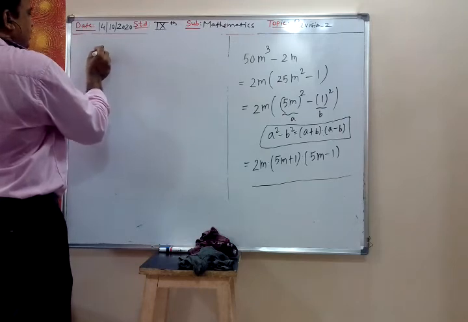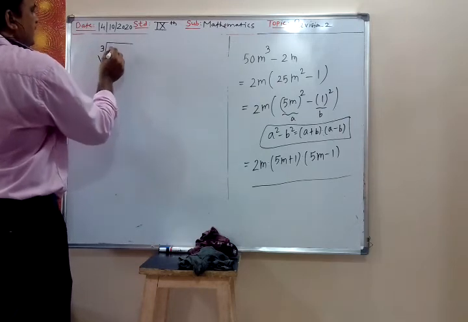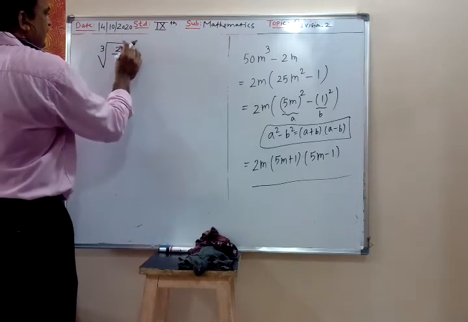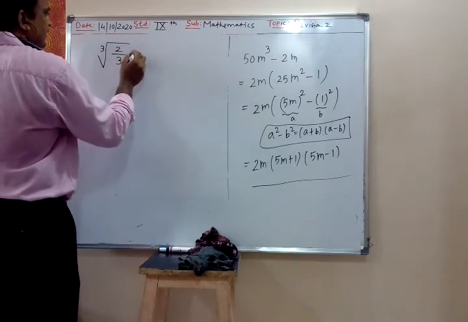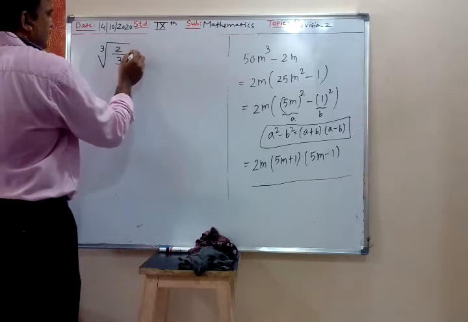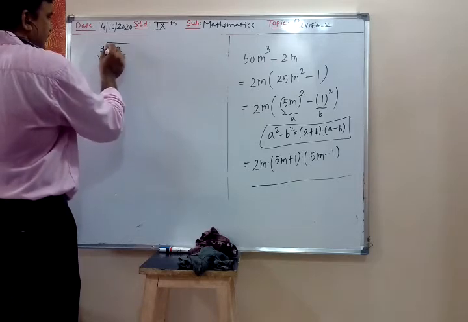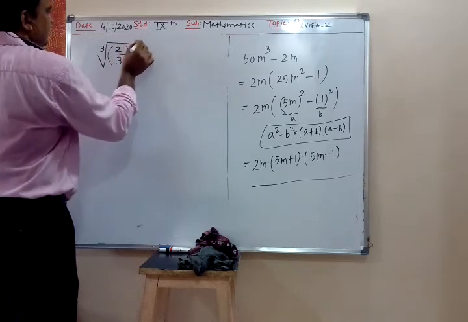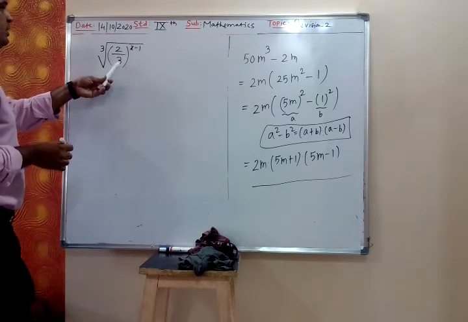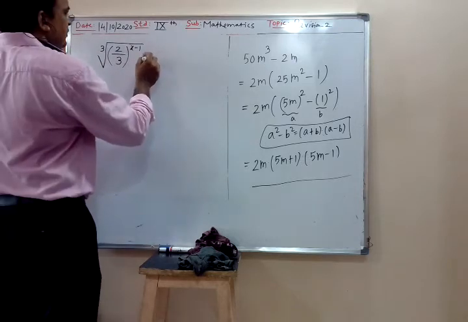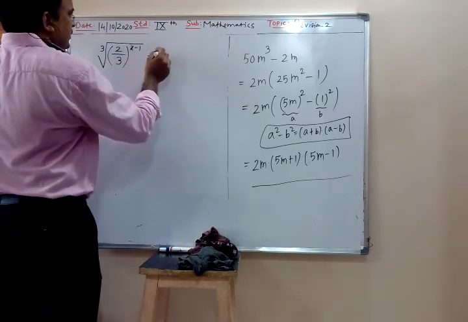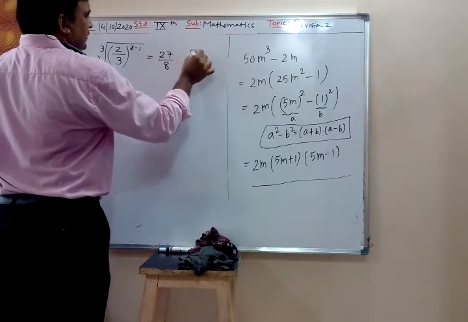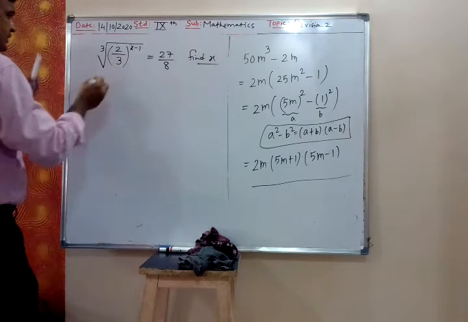Cube root of 2/3 raised to x minus 1 is equal to 27/8. Find x, correct? Yes. So now let us solve this.